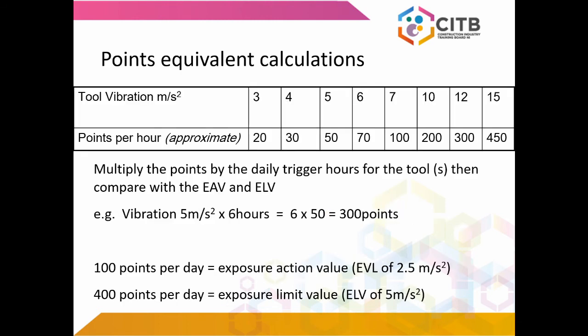Here we have our points equivalent calculations. We have the tool vibration and we have the points per hour. Multiply the points by the daily trigger hours for the tool or tools, then compare with the EAV and ELV. So for example, a vibration tool measuring 5 meters per second squared multiplied by 6 hours equals 300 points. Remember, 100 points per day is the exposure action value, and 400 points per day is the exposure limit value.